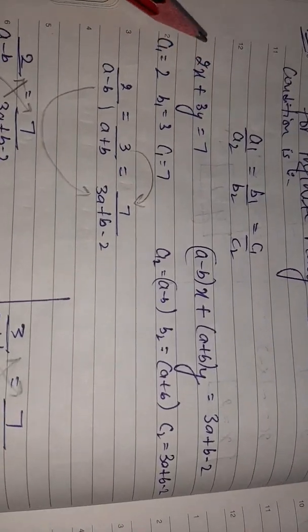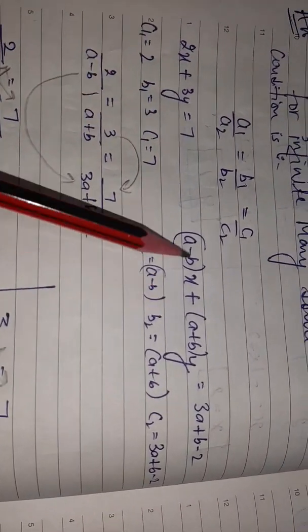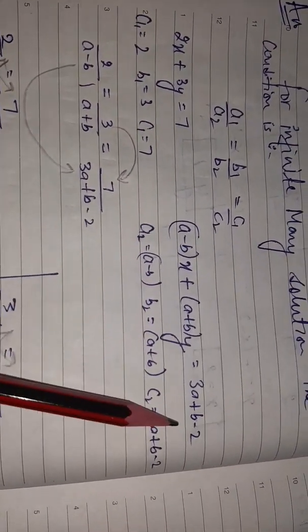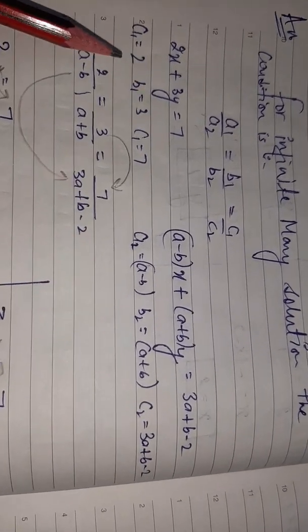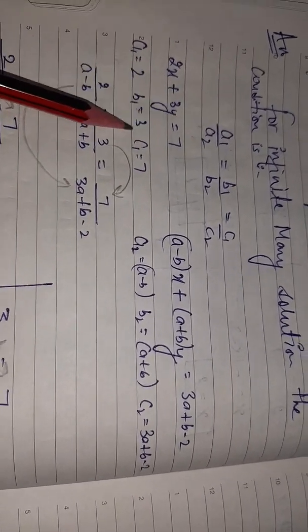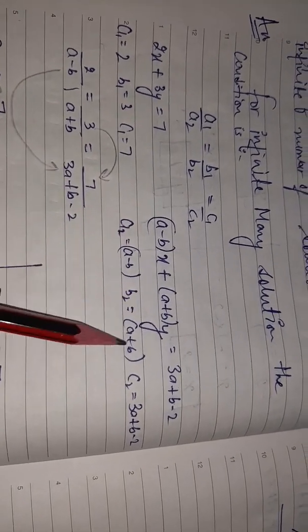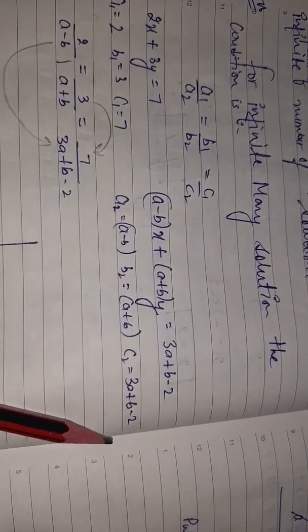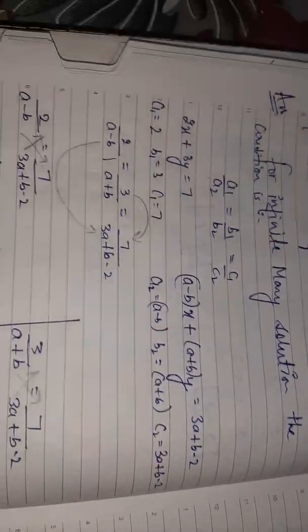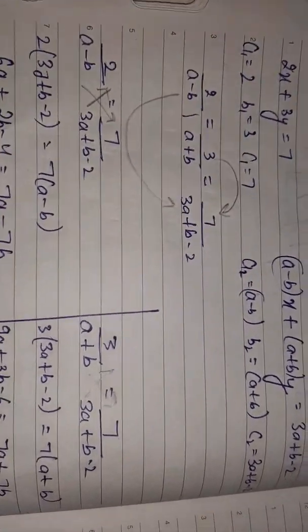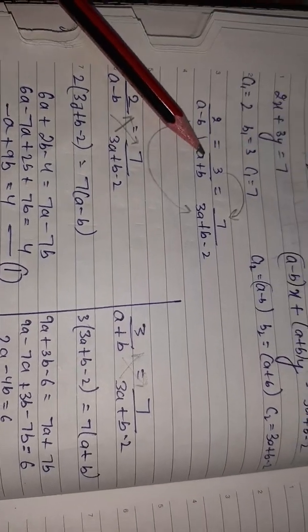The question is 2x plus 3y is equal to 7. (a minus b)x plus (a plus b)y is equal to 3a plus b minus 2. a1 is 2, b1 is 3, c1 is 7, a2 is a minus b, b2 is a plus b, c2 is 3a plus b minus 2. Got it? Put it in the formula of the infinitely many solutions condition.